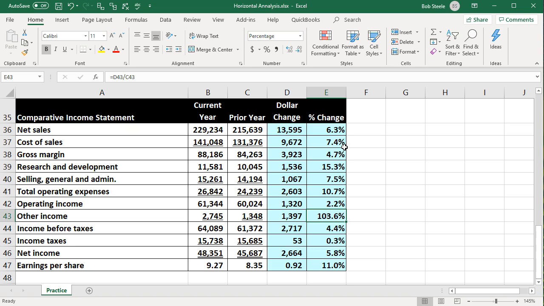Why did it increase by such an increased amount? We'd have to dig into that and say, well, what's included in the other income? We might say that income before taxes is relatively constant. And then the income taxes here, and then the net income, relatively constant in the earnings per share.